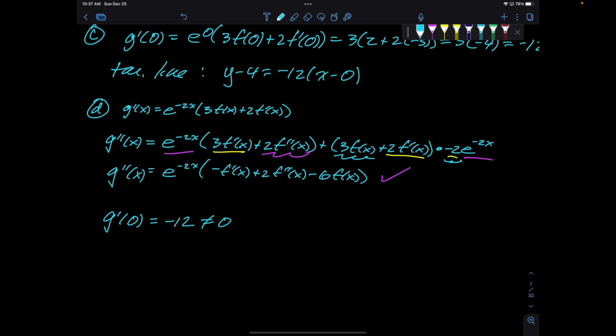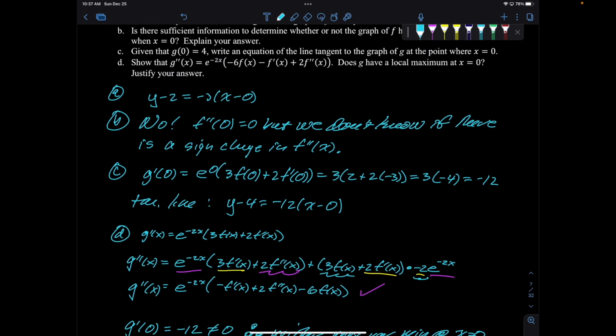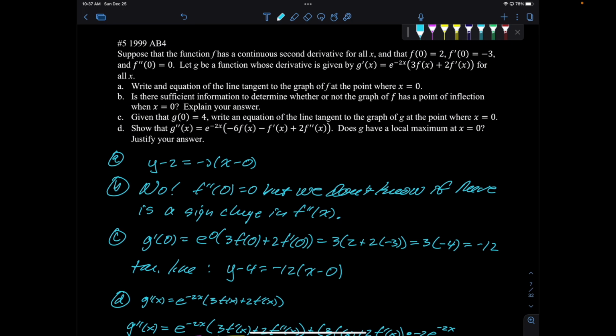Not 0, therefore neither max nor min at x equals 0. I feel like I might have gotten that wrong, because it really feels like they would have set this up. f prime is negative 3.